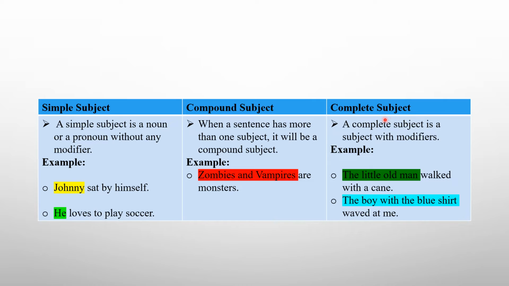Next one is complete subject. What is a complete subject? A complete subject is a subject with modifiers. The adjectives and all the other modifiers can be there. Now let's look at the example. The little old man walked with a cane. So over here you can see the is an article or determiner, little and old are the adjectives, and then comes the noun. So together they make a complete subject.